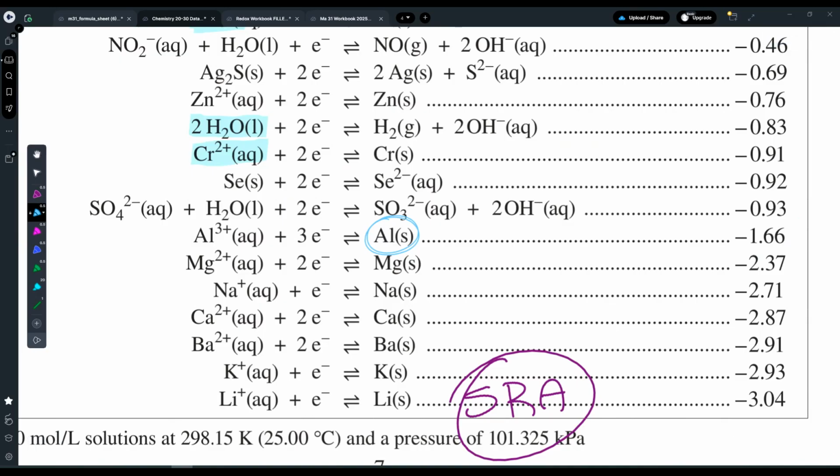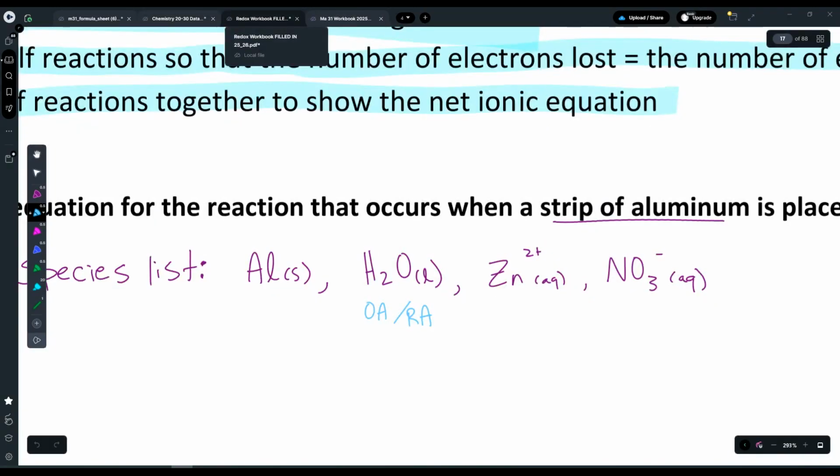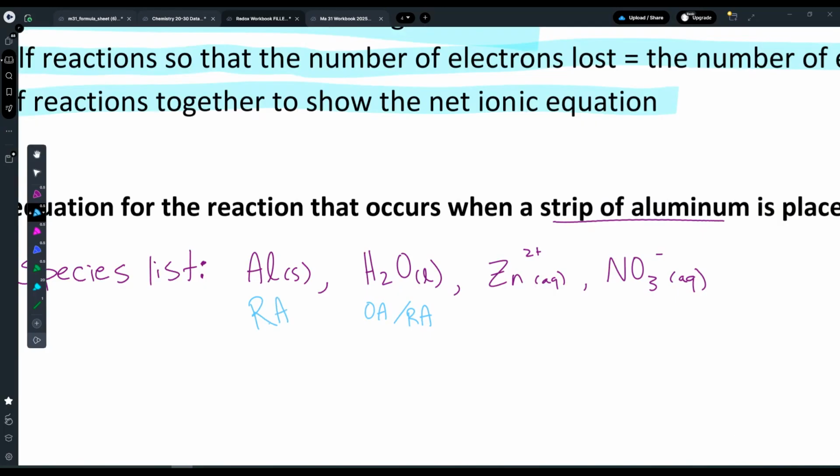Something that you might want to do to help you out: some students use the sticky notes that have a little pointy end on them, and you can use those to point out OAs or RAs to yourself. Otherwise this table ends up getting marked up quite a bit. So I would recommend using sticky notes here. All right, so we have aluminum, that's an RA, and it's aluminum solid, not an aluminum ion.